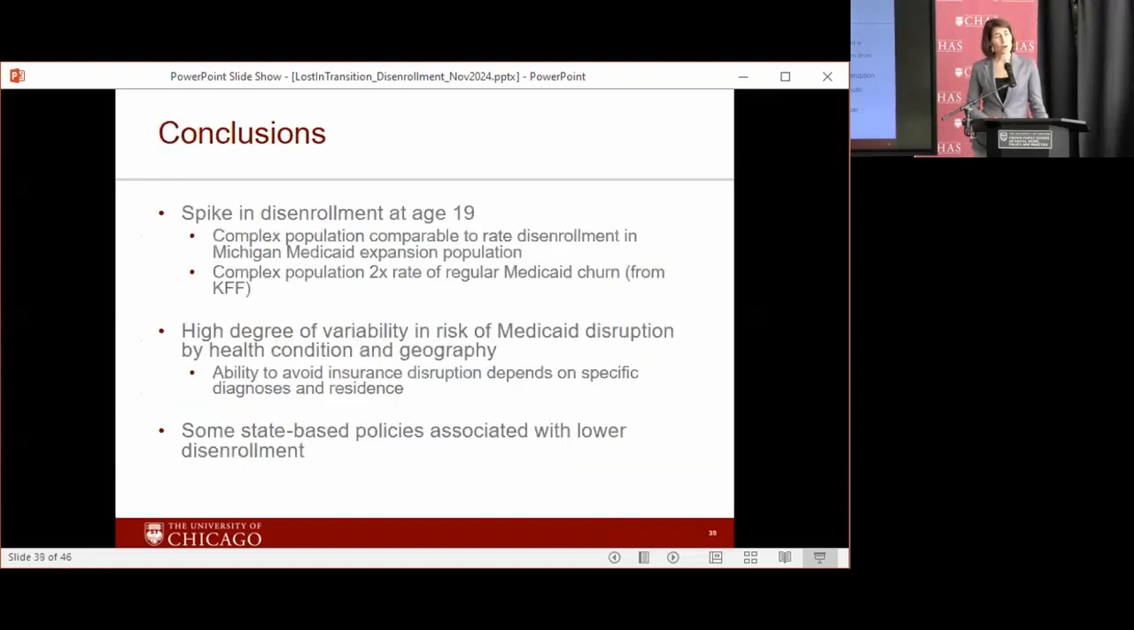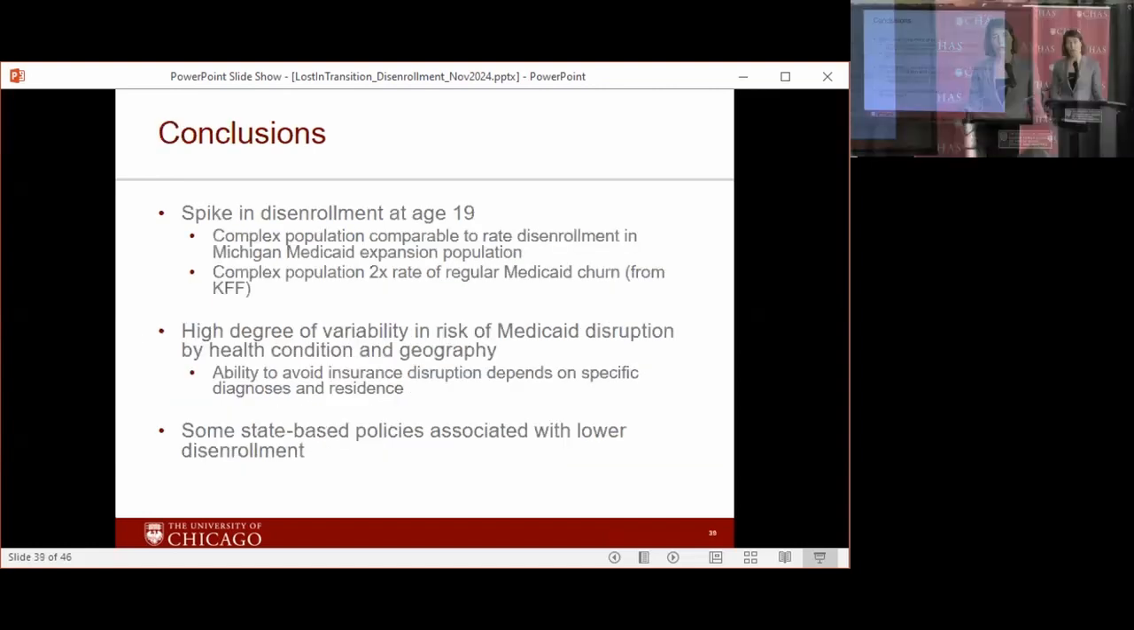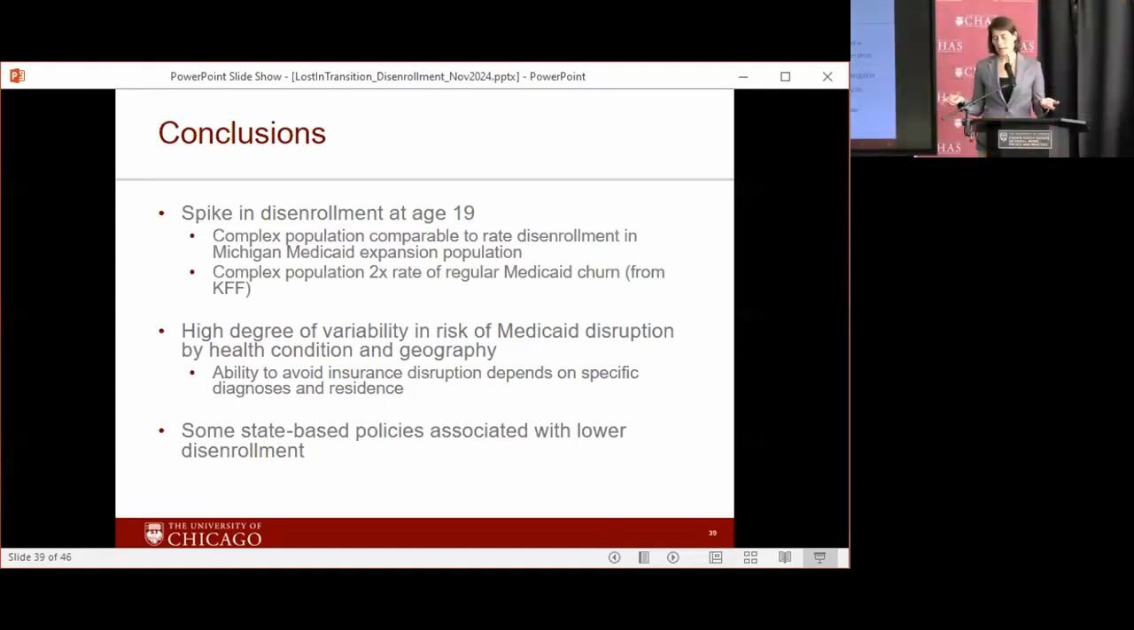Okay, so wrapping up, what did we find? We see a huge spike in disenrollment at age 19. For the complex population, this is basically comparable to the rate of disenrollment in Michigan's Medicaid expansion population. There's not a lot of good estimates of churn. This is one that I know because I helped work on it.